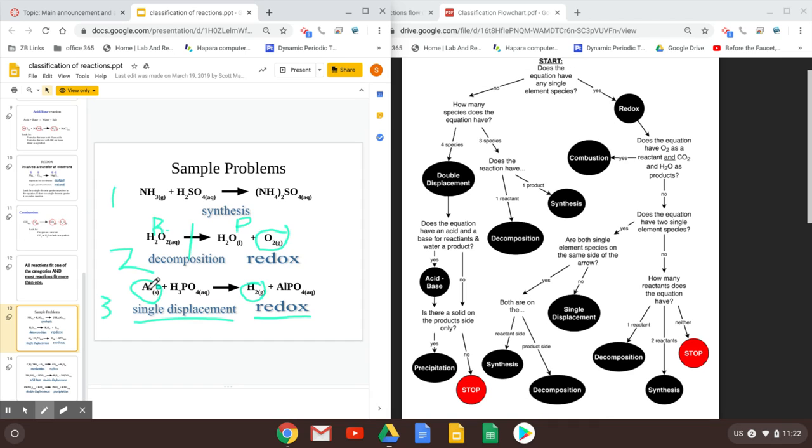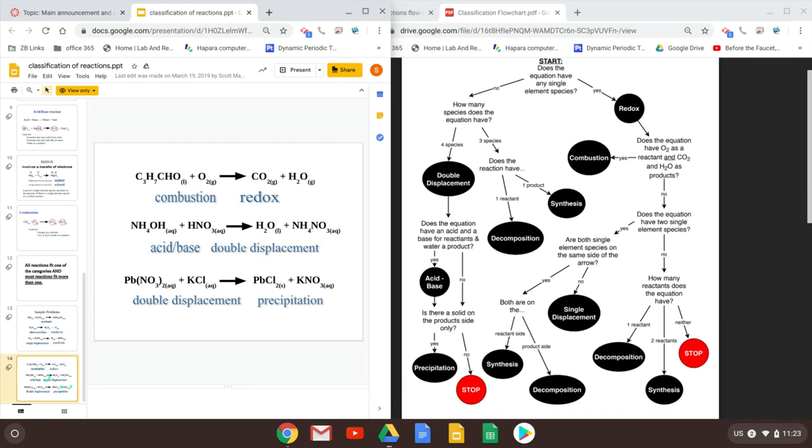And if you look, Al switched places with H. That's really all they did. Okay. All right. So now we're going to go on to 4, 5, and 6.